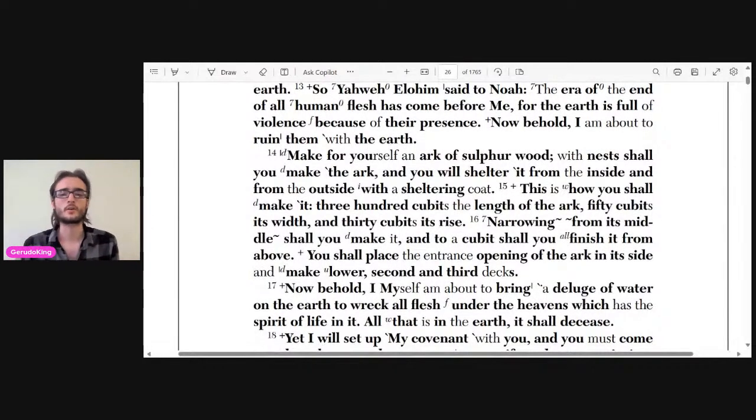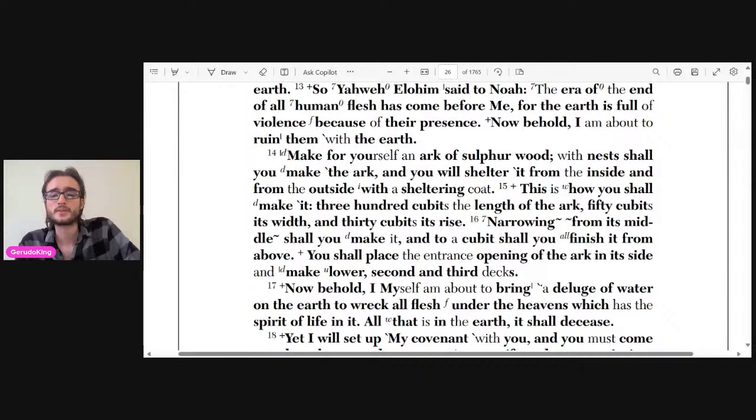Make for yourself an ark of sulfur wood. With nests shall you make the ark, and you will shelter it from the inside and from the outside with a sheltering coat. This is how you shall make it: 300 cubits, the length of the ark, 50 cubits its width, and 30 cubits its rise. Narrowing from its middle shall you make it, and to a cubit shall you finish it from above. You shall place the entrance opening of the ark in its side, and make lower, second, and third decks.